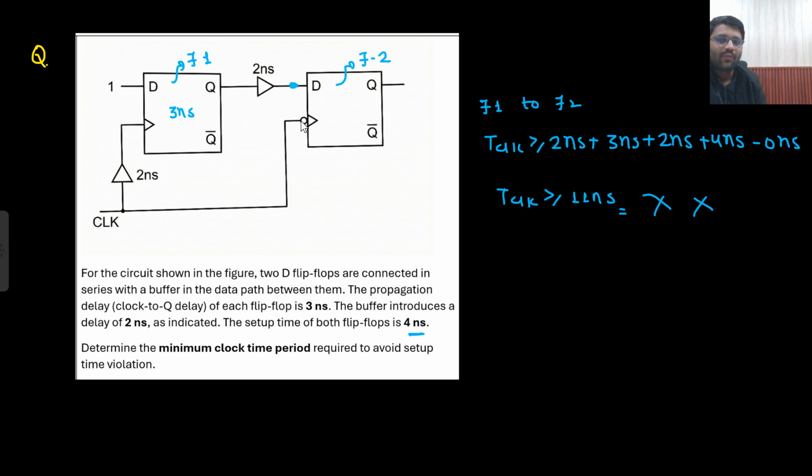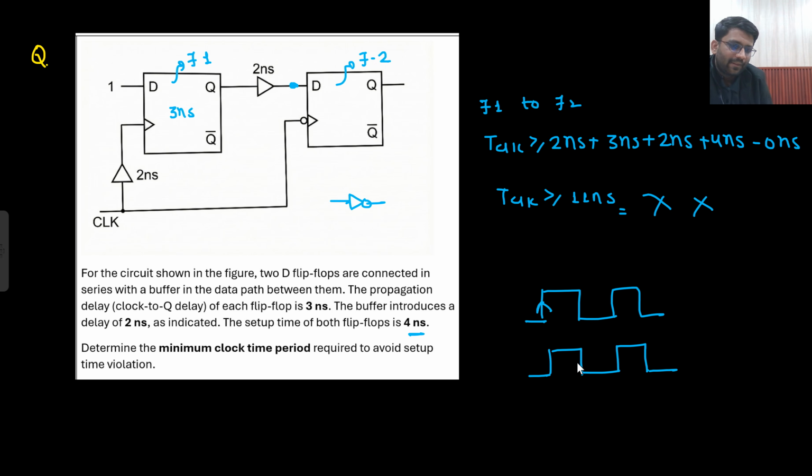Now, what is the meaning of negative edge triggered? Simply that this is an inverter, no? What is the meaning of positive edge trigger? That it will be triggering at the positive edge. And what is the meaning of negative edge trigger? That it will be triggering at the negative edge here.